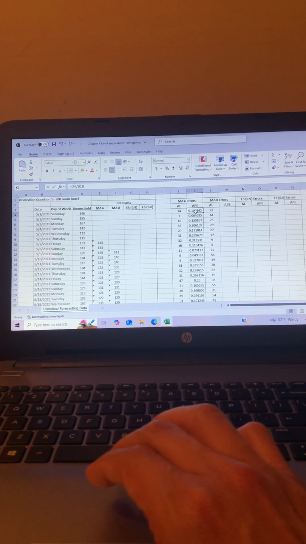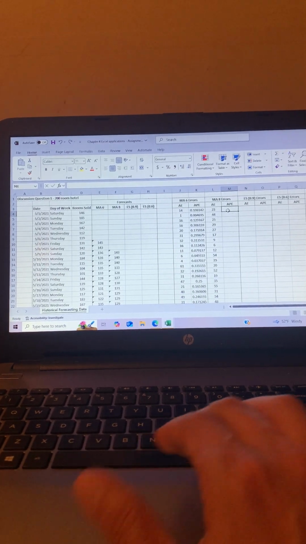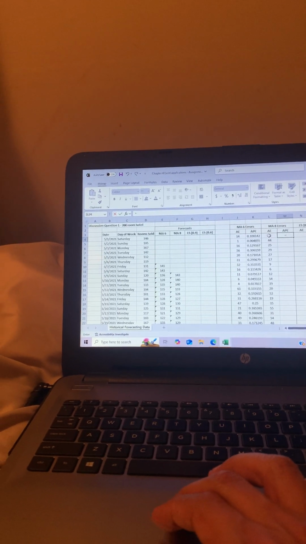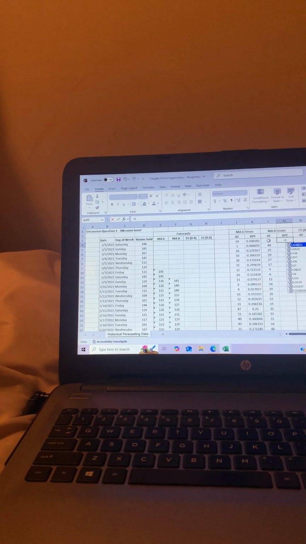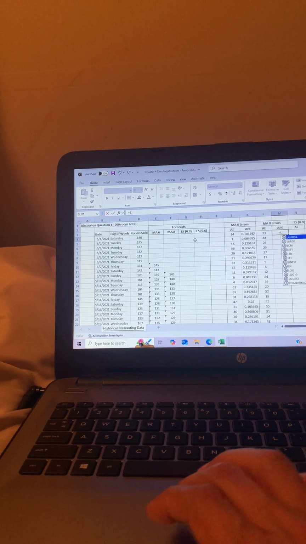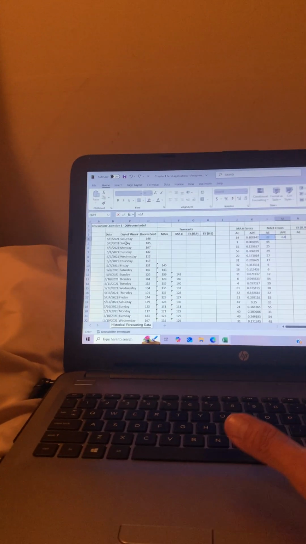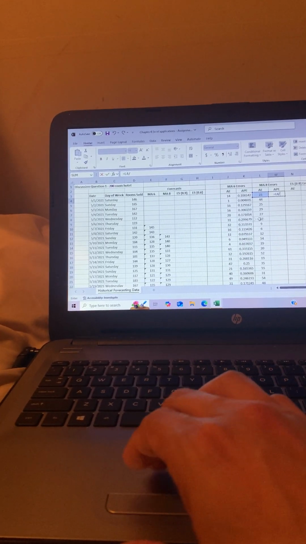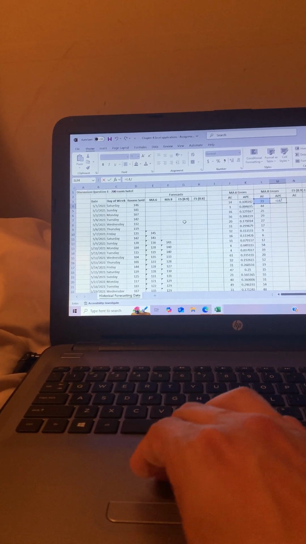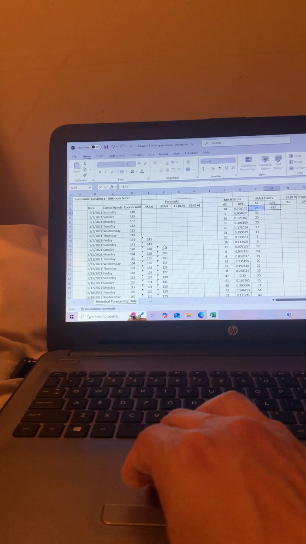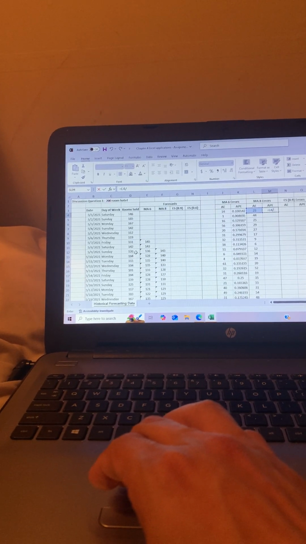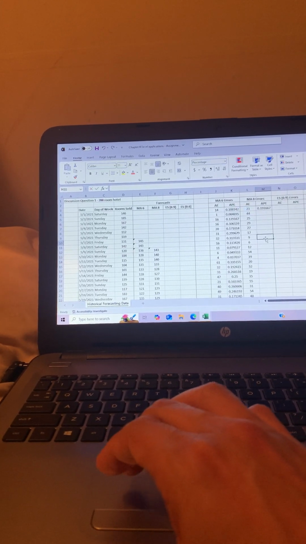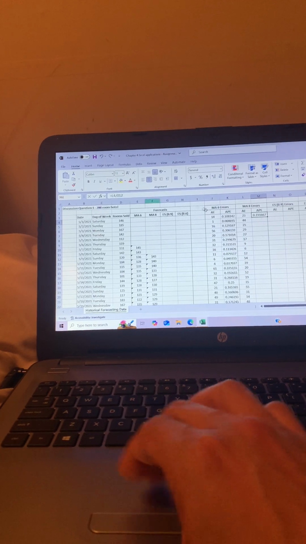Get equal and then divide. So equal. This one is L5, L4 divided by D12. Okay, so it's a percentage. Again, we're going to copy and paste.